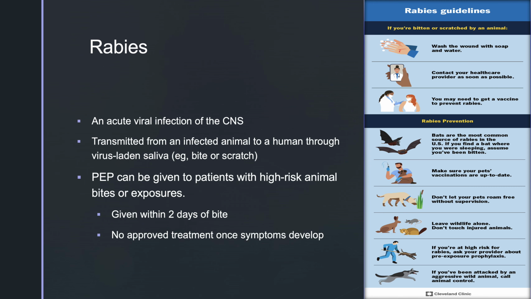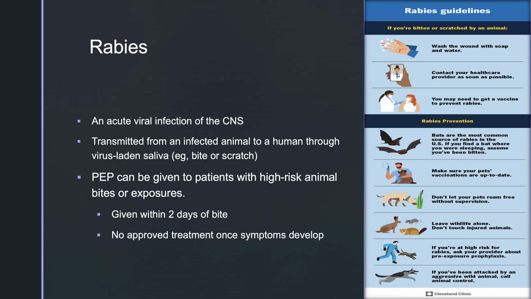Then rabies. Rabies is a viral infection of your central nervous system, transmitted from an infectious animal to a human, usually through bites, through scratches. Rabies is scary if you suspect that your patient has had contact with a rabid animal.